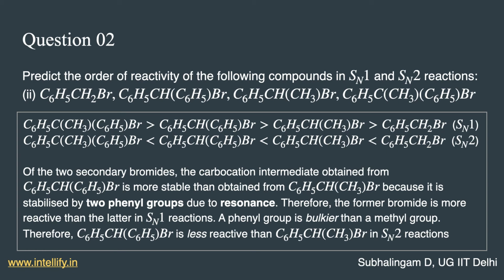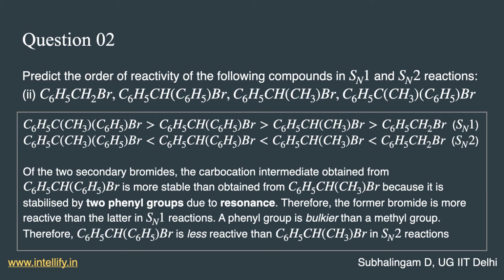Of the two secondary bromides, the carbocation intermediate obtained from C6H5CH C6H5Br is more stable than that obtained from C6H5CH3Br because it is stabilized by two phenyl groups due to resonance.